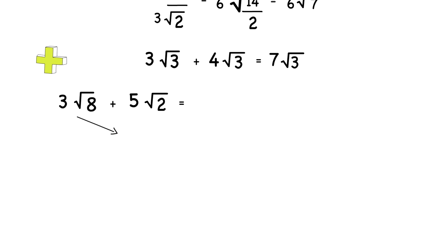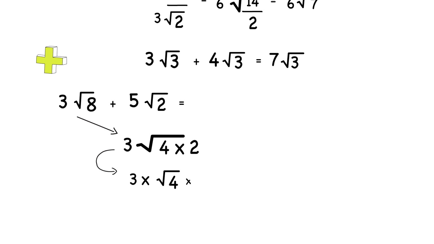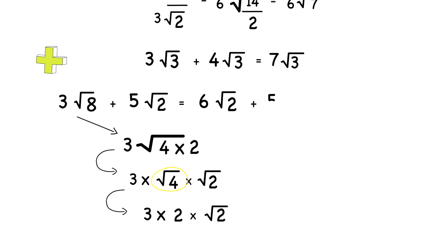This doesn't work with all surds, but in this case it does work, because root 8 can be split into its factors of 4 and 2. 4 can then be solved because it's no longer really a surd. We can make that into a full number, which is 2, and times it by the 3 at the beginning of the surd. So now it will be 3 times 2 times a root 2. This now makes 6 root 2, add 5 root 2. Now that the same number is underneath the roof, we can add them together and make it 11 root 2.